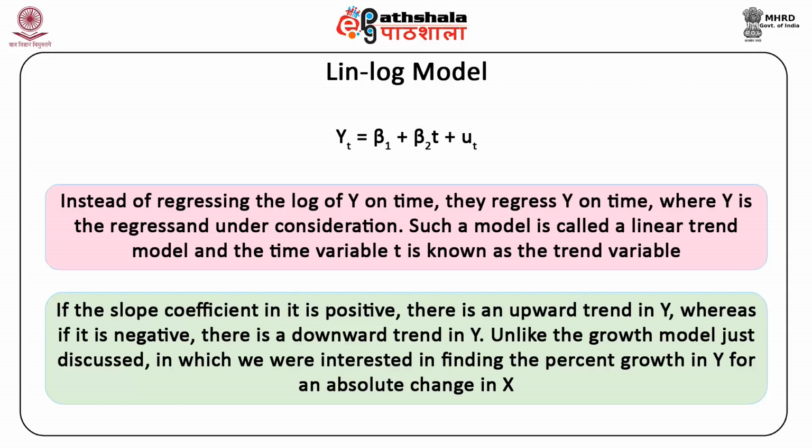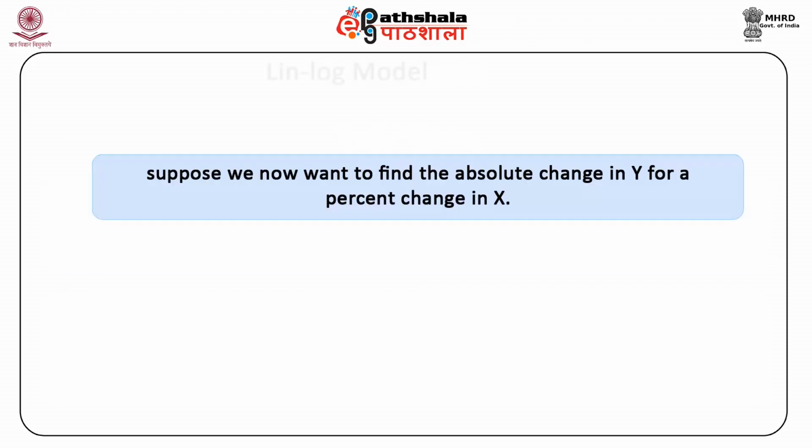Unlike the growth model just discussed, in which we were interested in finding the percent growth in y for an absolute change in x, suppose we now want to find the absolute change in y for a percentage change in x. A model that can accomplish this purpose can be written as y_i is equal to beta 1 plus beta 2 ln x_i plus u_i. For descriptive purposes, we call such a model a Lin-log model.